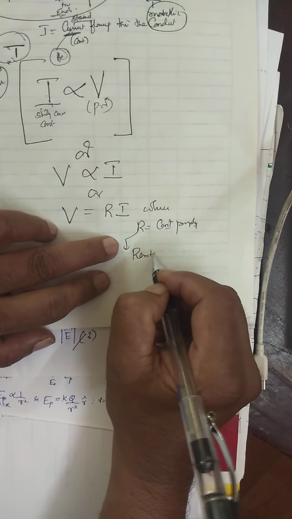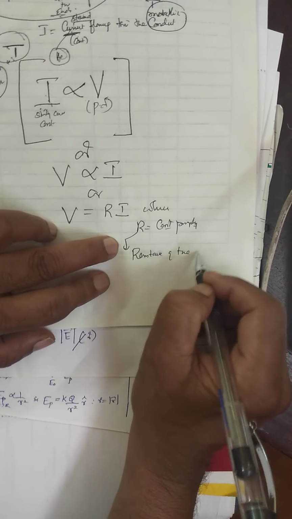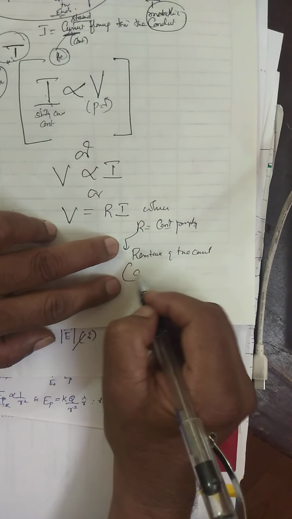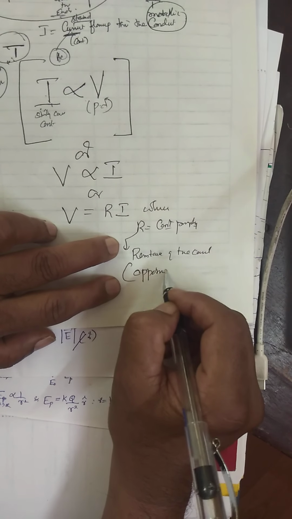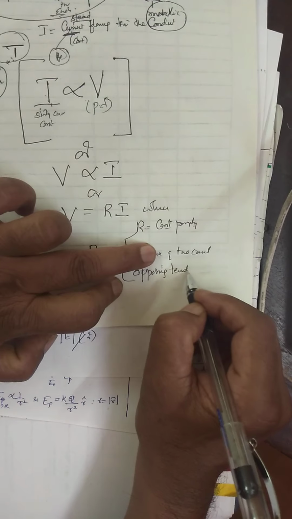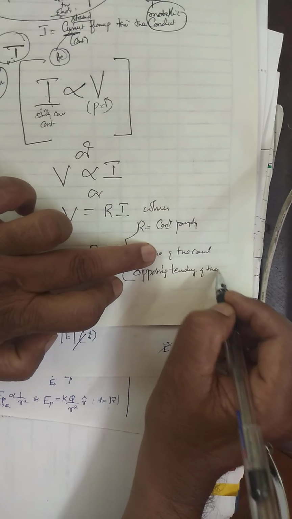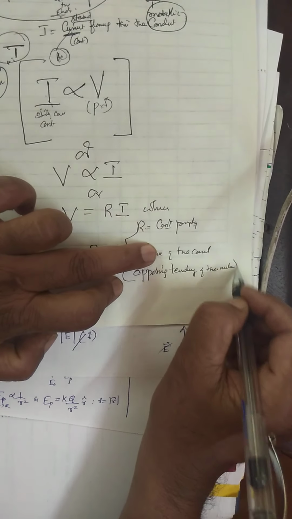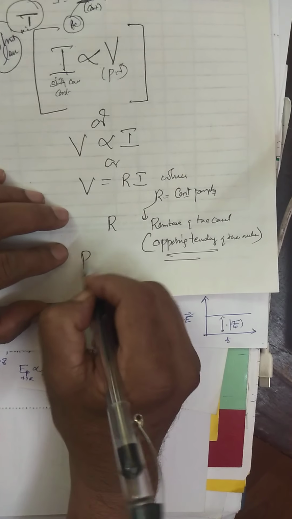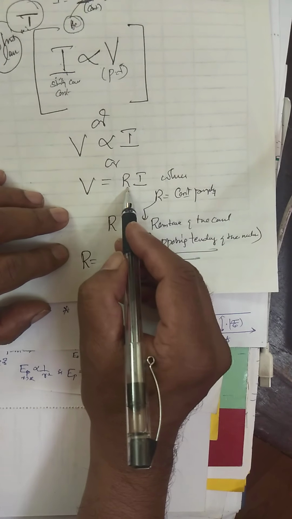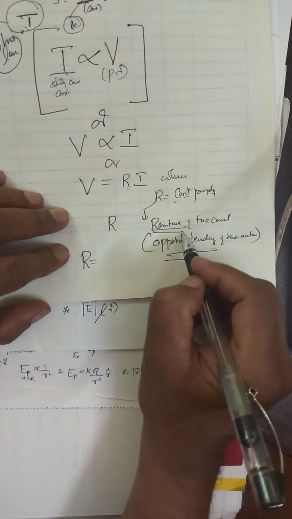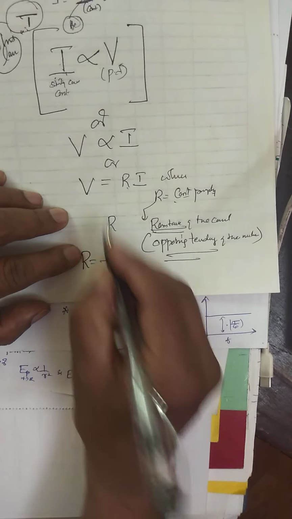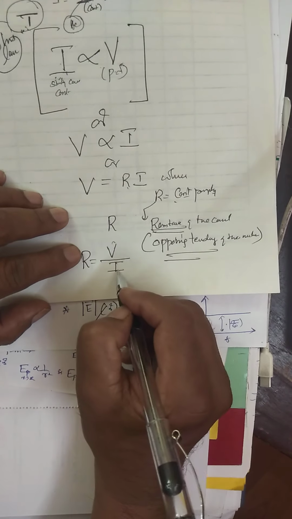Resistance of the conductor. This is the opposing tendency of the metal, of the conductor. Therefore, the ratio is the opposing tendency, also called resistance of the conductor. Resistance is denoted by the ratio of potential difference by current.